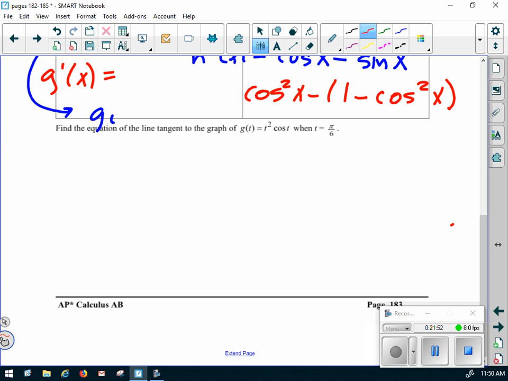Find the equation of the tangent line to the graph of this when t is pi over 6. How do I find the equation of a tangent line? What do I need to know? The slope and the point. I need the slope and the point.